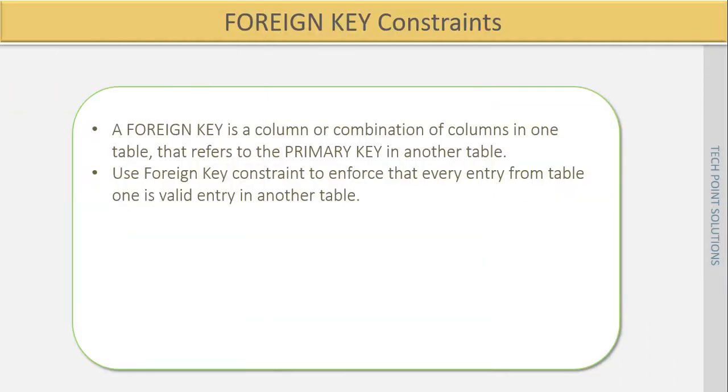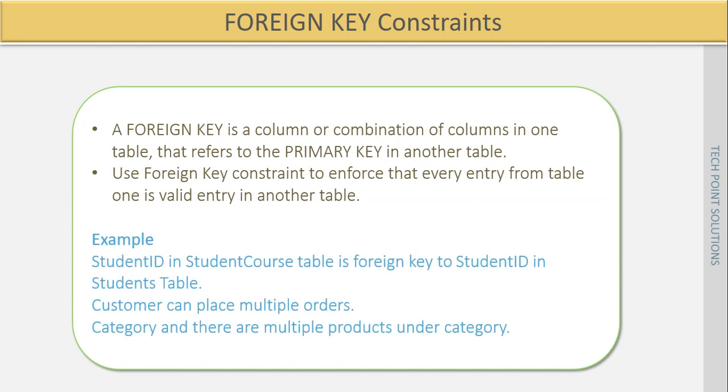A foreign key constraint is a column or combination of columns in one table that refers to the primary key in another table. Use a foreign key constraint to enforce that every entry from table 1 is a valid entry in another table. These are the examples. A customer can place multiple orders, and there are multiple products under the same category. Now let's understand the scenario.